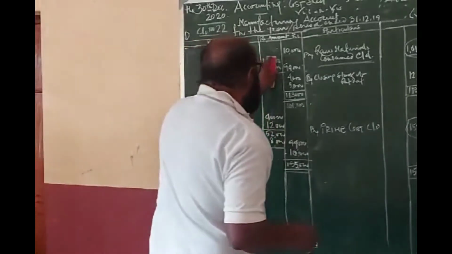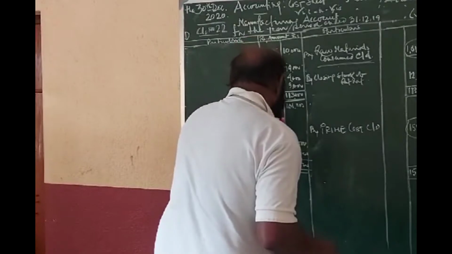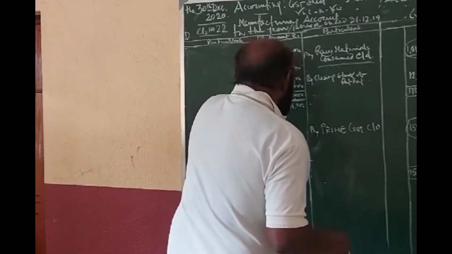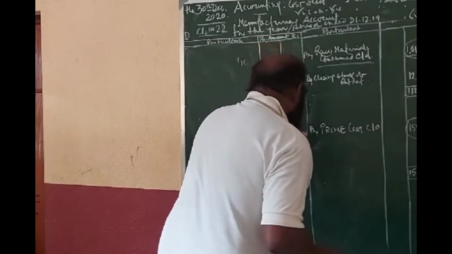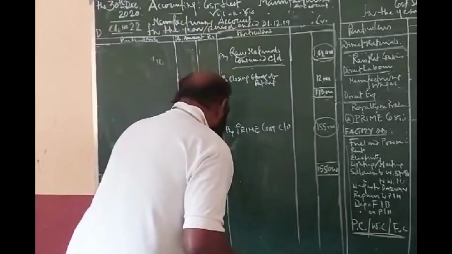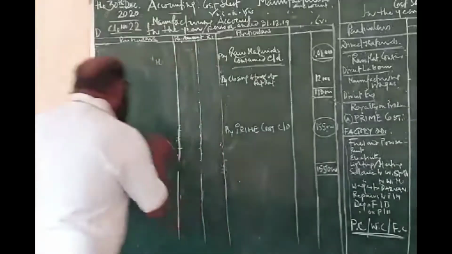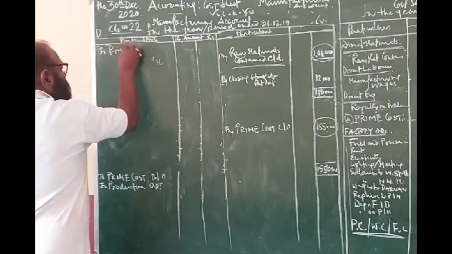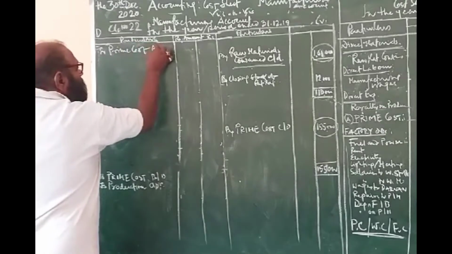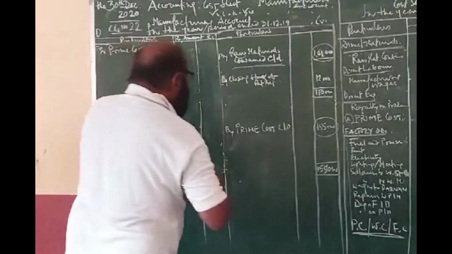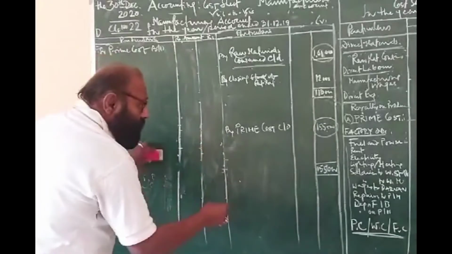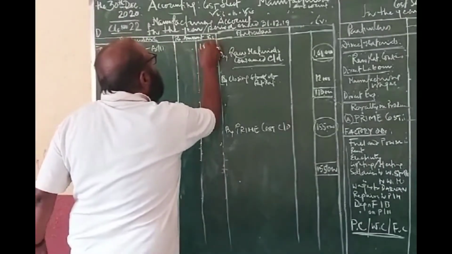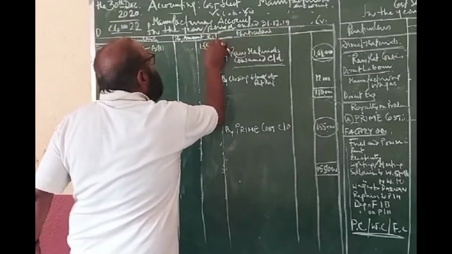So friends, just in between you should go through, revisit your memory and try to understand what I have already said. Okay, now to prime cost, brought down. Prime cost brought down. How much? 1,55,000.